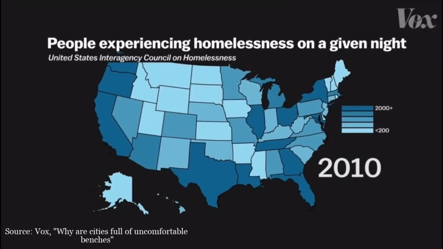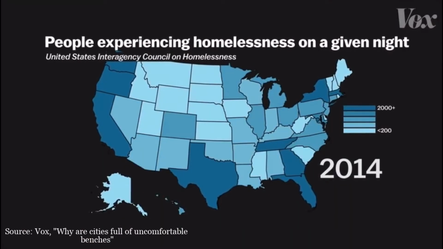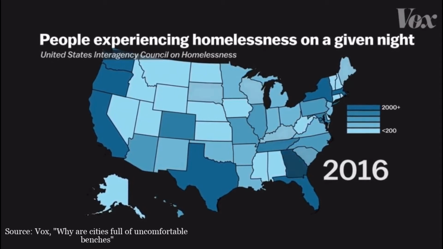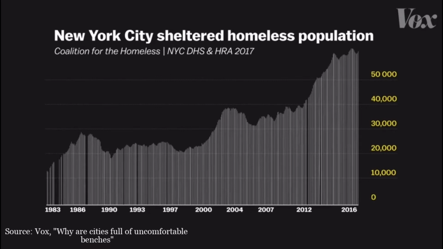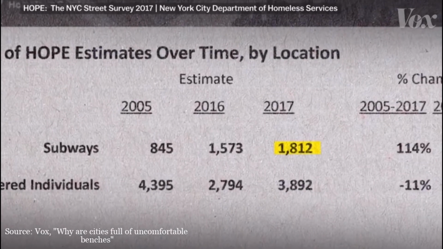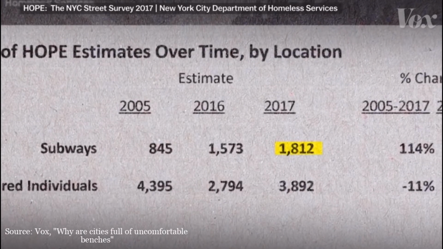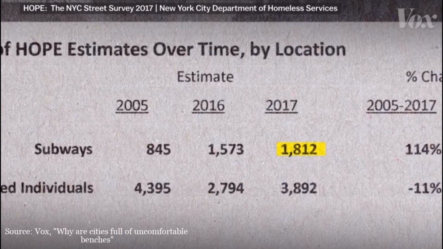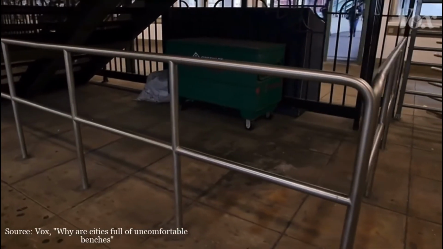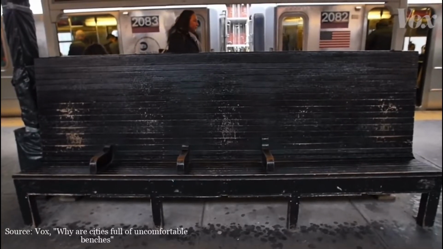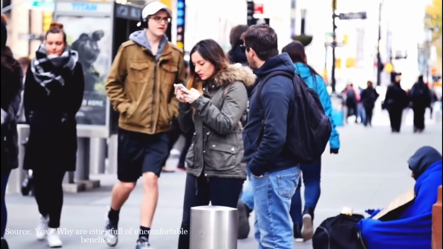The United States is currently experiencing a decline in the overall homeless population. But in New York City, the number of homeless people is growing. About 1,800 people were found to have been sleeping in the subway. That's because emergency shelter isn't always a viable option. There are several examples of hostile architecture that target people who are homeless. These designs imply that public space is not where homeless people should be.